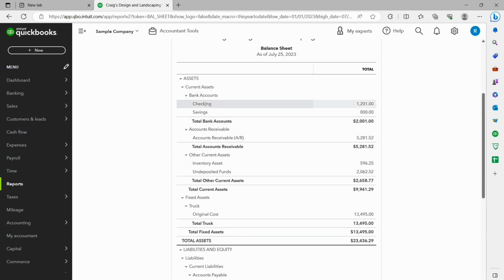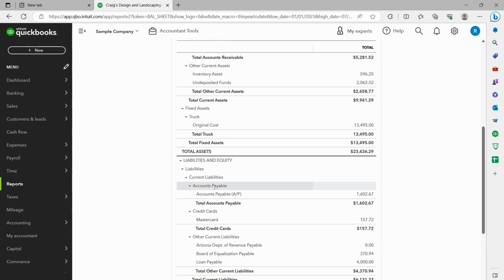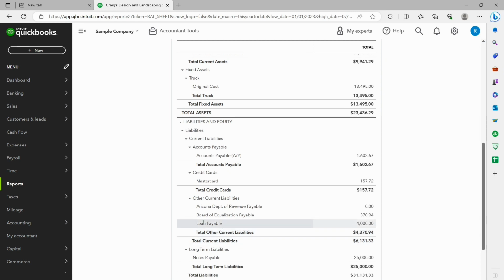Assets, as we see here, we have the banks, accounts receivable, as I said before, people that owe you money, inventory, fixed assets. We have a truck here. Liability: we have accounts payable, people that you owe money. Let's say that you buy a product from a vendor and you haven't paid yet. Those would be where the accounts will be. We have credit cards, loan payable.